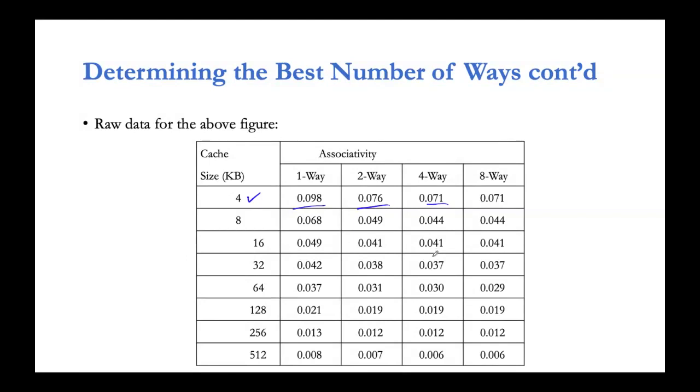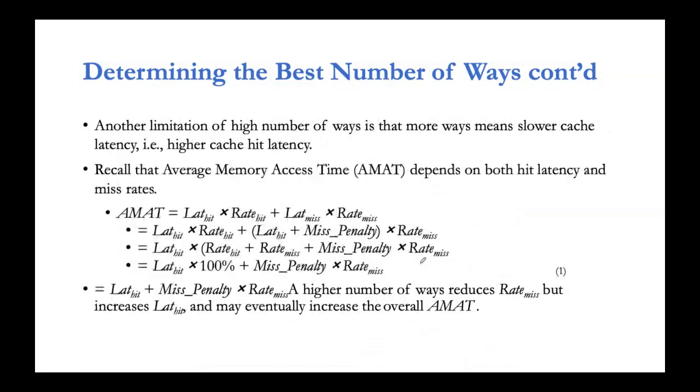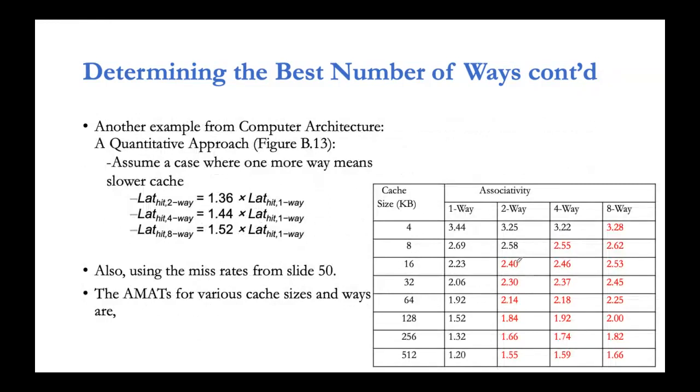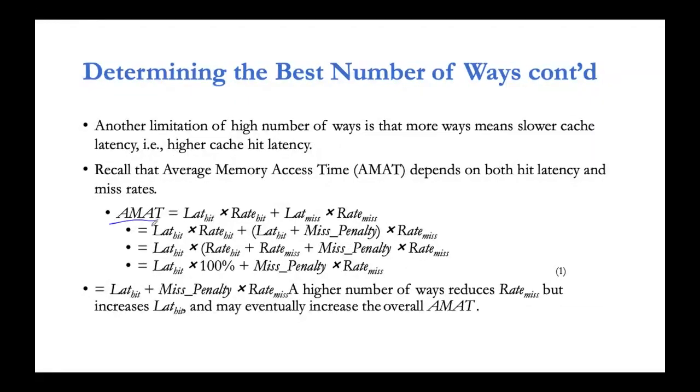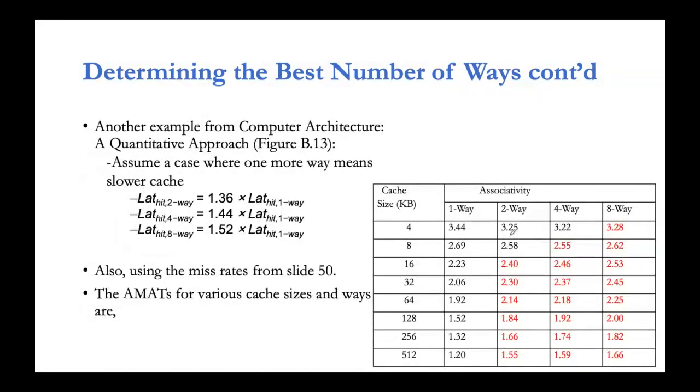So from this table, it is concluded that by following this mechanism, to determine the best number of ways based on the average memory access time latency, two ways is always far better, and four ways is also okay, because if you see the numbers, there is not much difference here. There is not much difference.